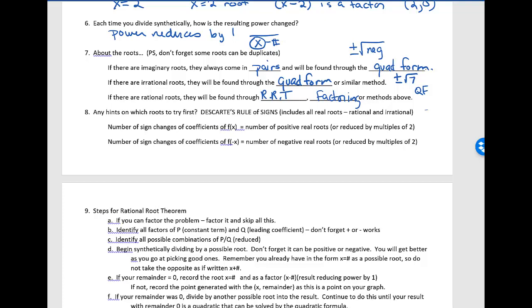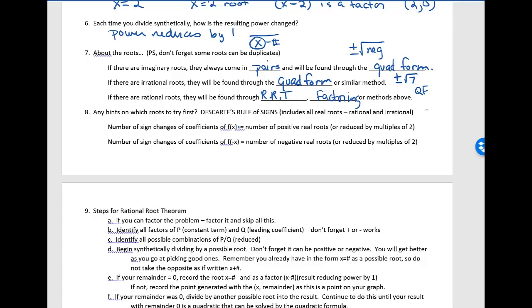So what we do, and we're going to do this in just a second, is look at the number of times the sign changes in either the original function or f of negative x. And if the sign changes in f of x, it will tell us, for example, we might have 3 positive roots, and so 3 positive roots could either be 3 positive roots or 1 positive root. So it's always going to decrease by an even number.